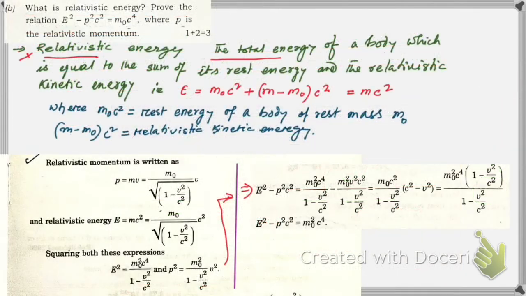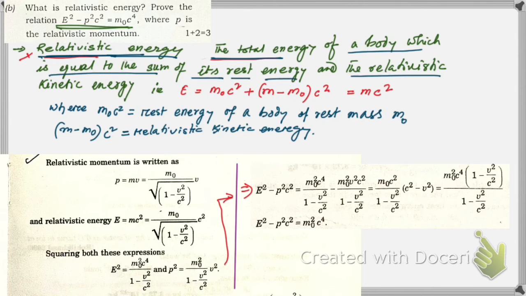So our next question is on relativistic energy. What is relativistic energy? And we need to prove this relation as well. Relativistic energy is the total energy of a body, which is equal to the sum of its rest energy and relativistic kinetic energy.